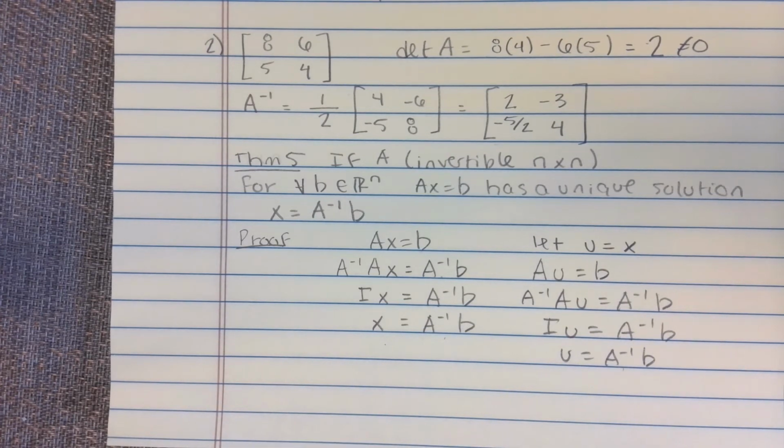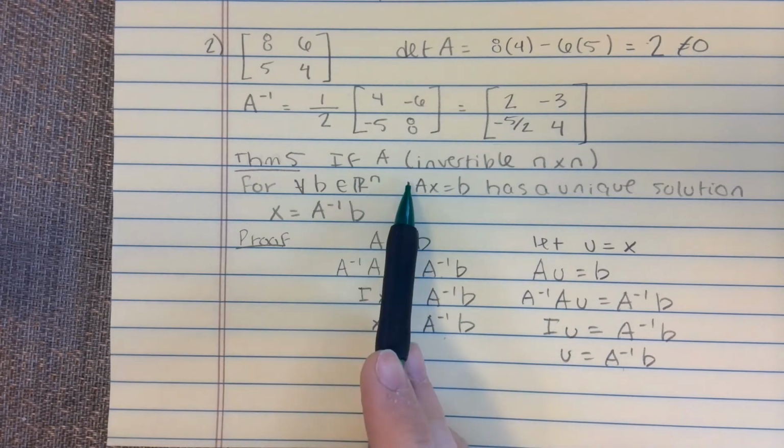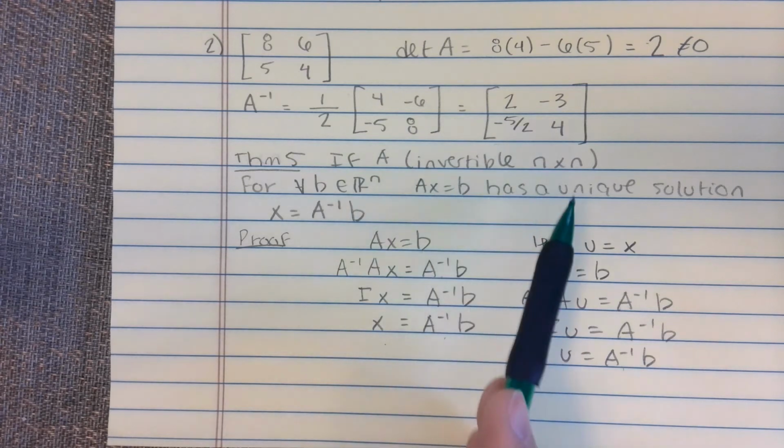One note about the preconditions, though. A has to be invertible. It has to be square.